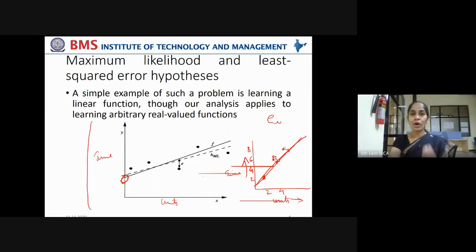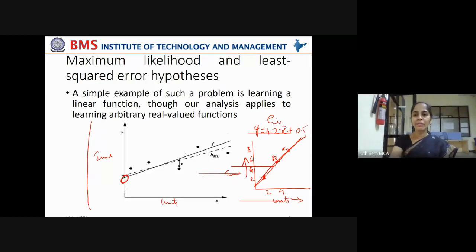Coefficient means at what rate x is influencing y. What is the role of x in determining y? Whether it is 2 times or 3 times or 3.5 times or 4.66 times, it depends on the data. That coefficient is learned by the algorithm, by the machine. Say I get something like y equals 4.2x plus some error, say 0.5.